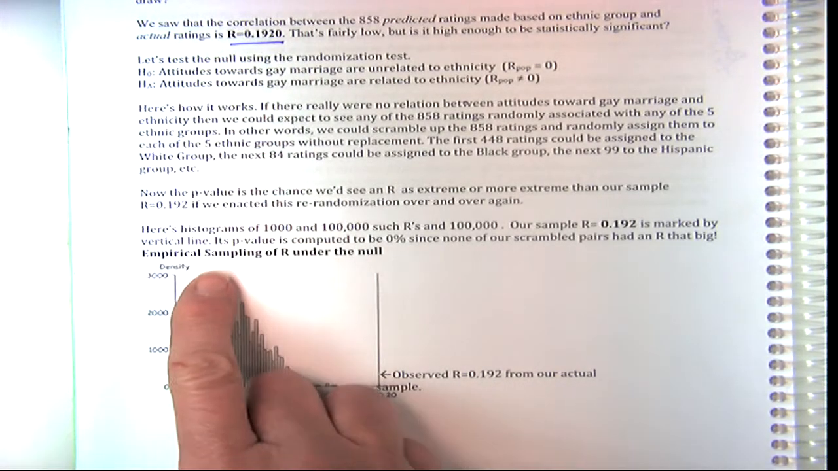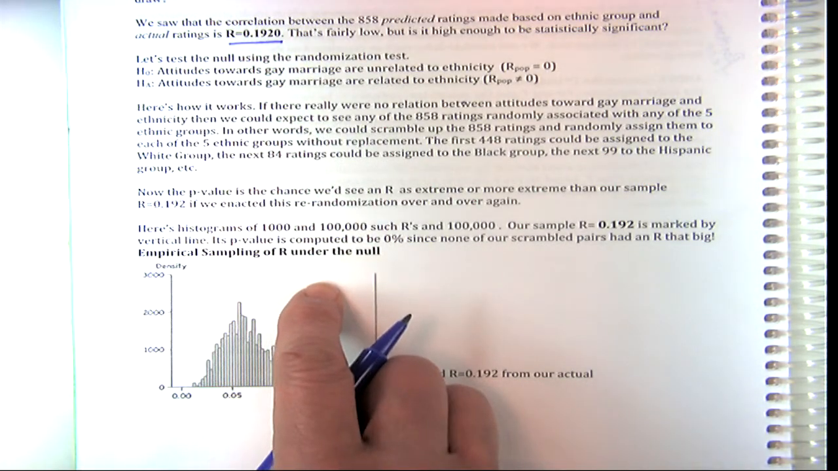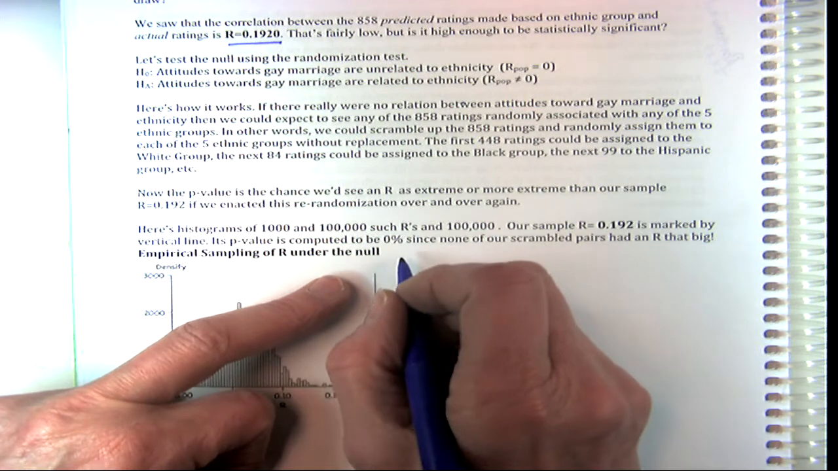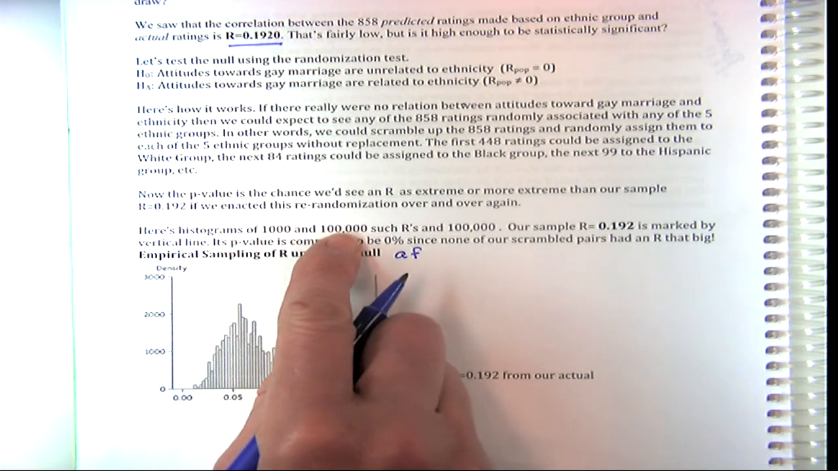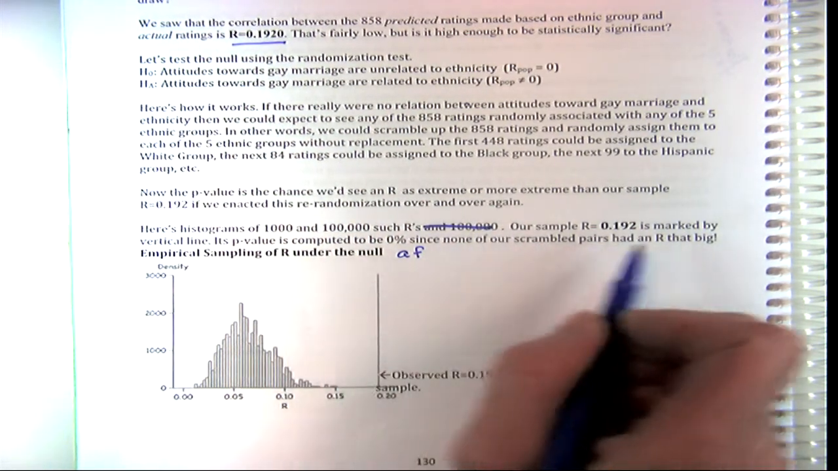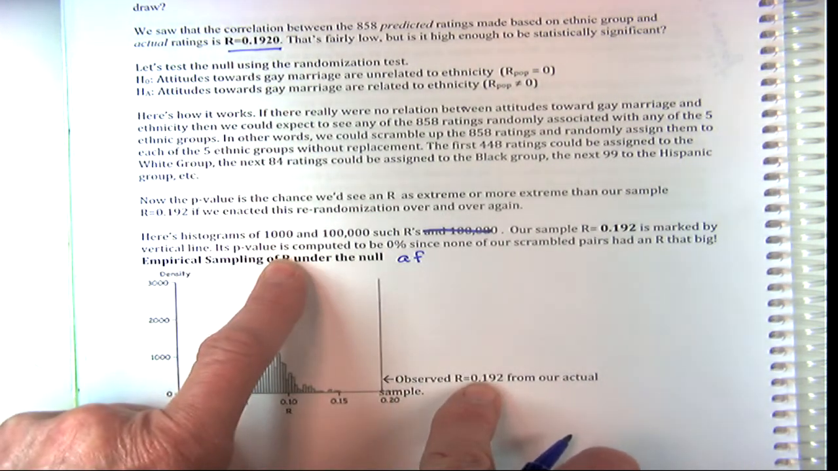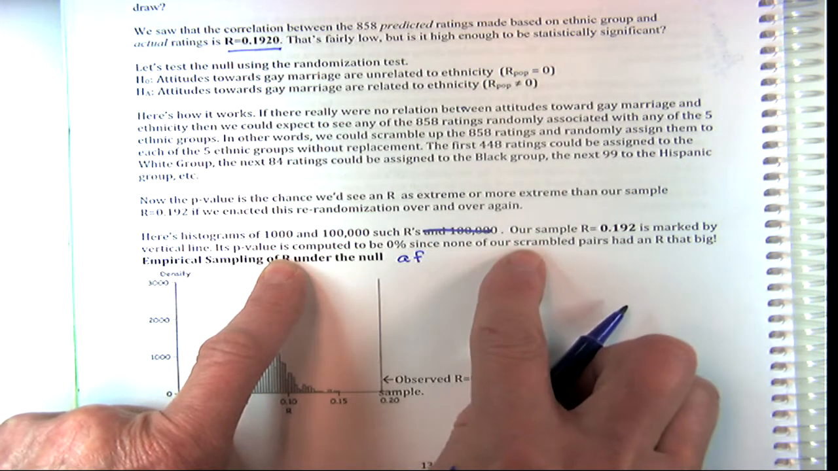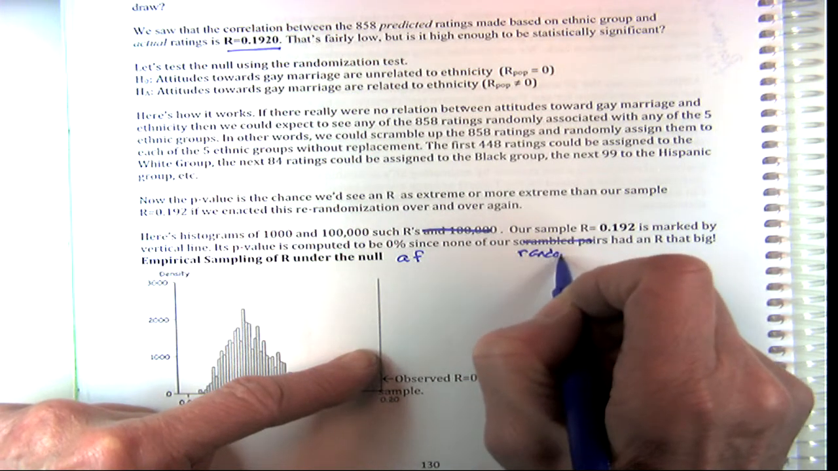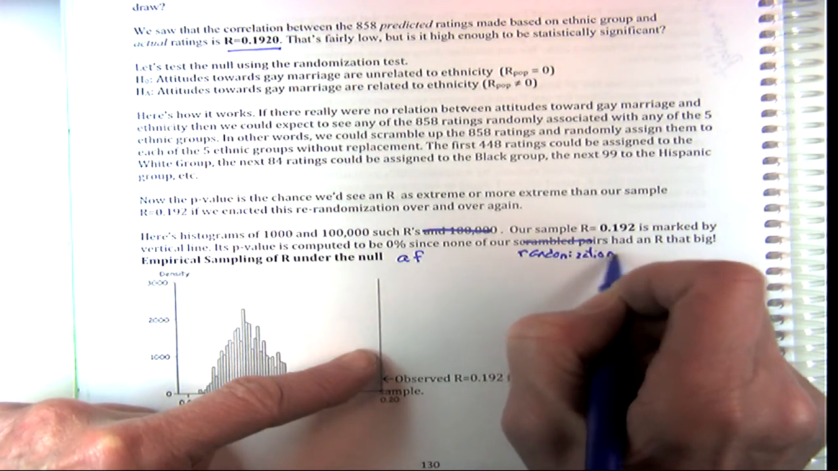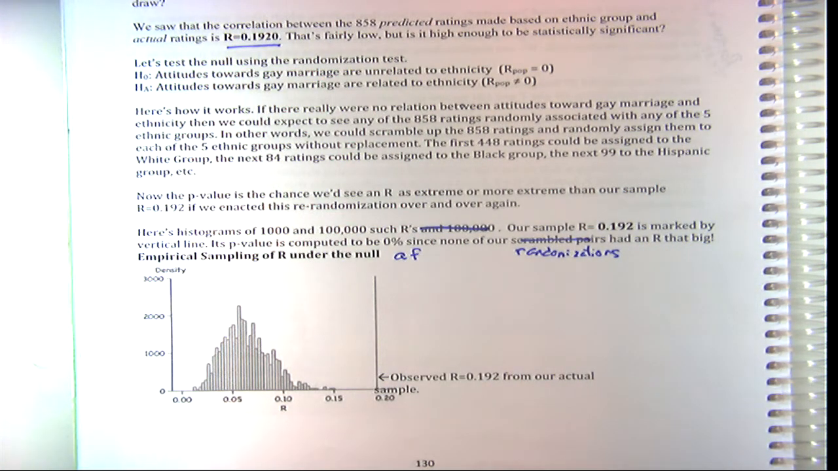Okay, so it's the empirical. We're going to get a distribution that's the empirical sampling of R under the null. And this is after how many randomizations? Here's histograms of 1,000. Our sample is marked by this vertical line. So there's our sample. Its p-value is computed to be 0% since none of the randomizations had an R that big. Okay, so that's what we're doing.